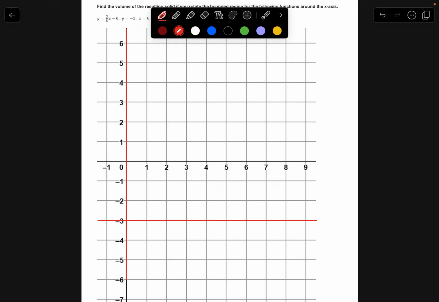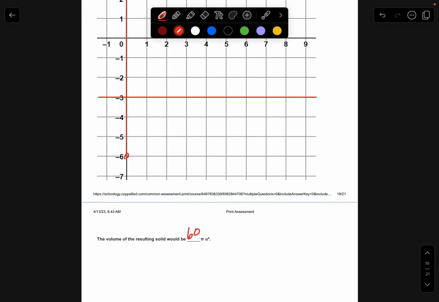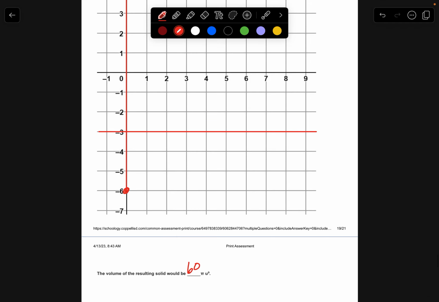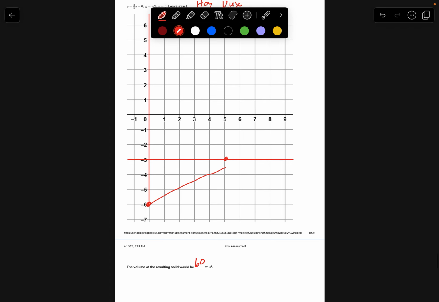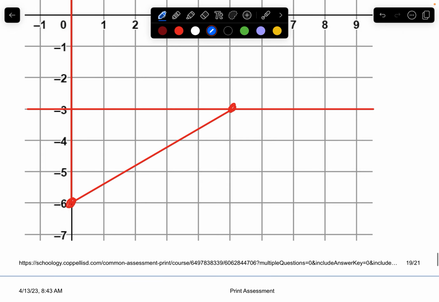And then we have 3/5 x minus 6. So we start at -6, and we go up 3, over 5, and that's where we're going to land. So actually, I only care about this part. It has to be the section bounded by all 3 lines.